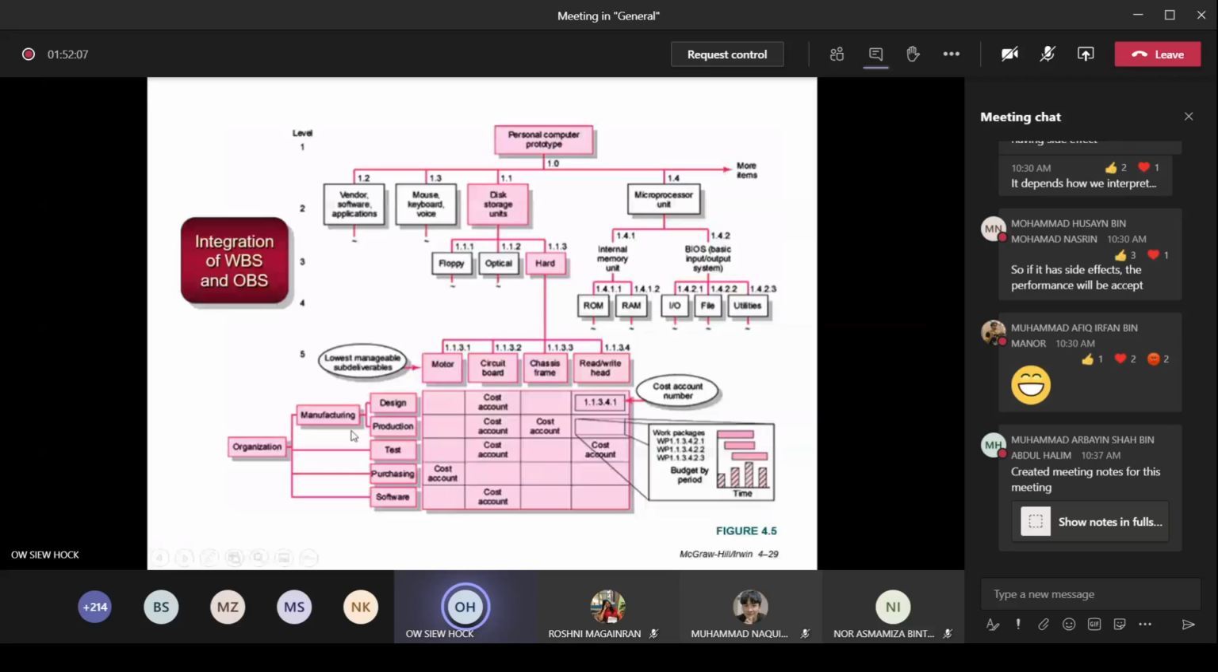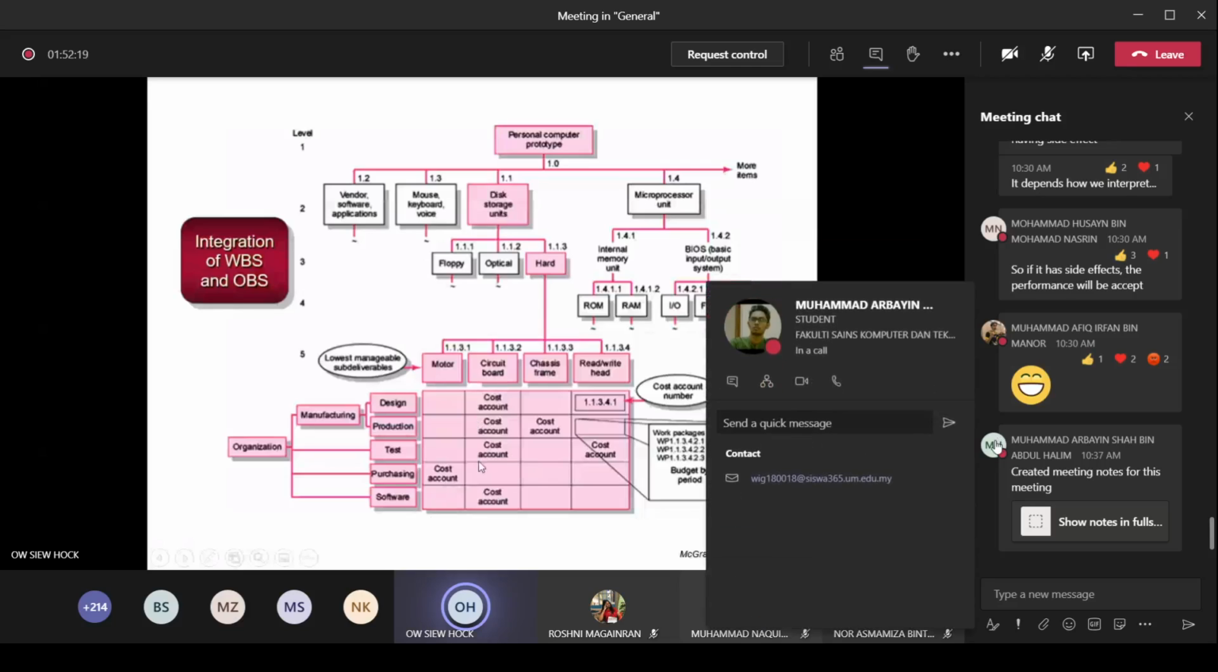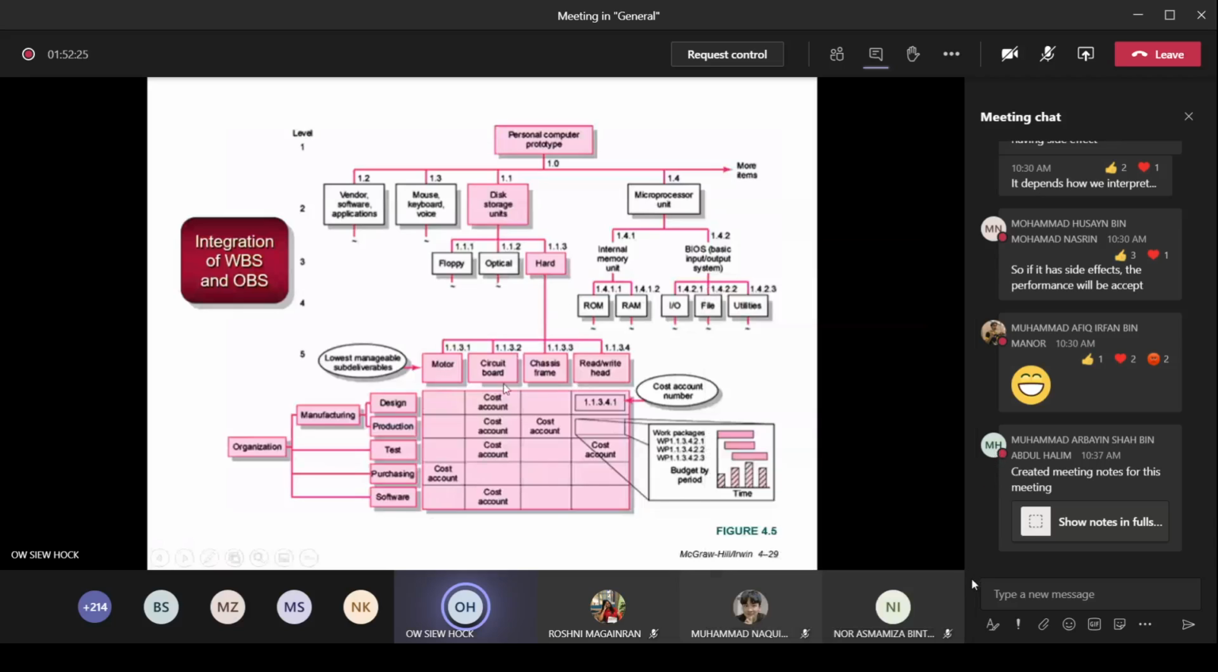Under this manufacturing department, I have different units. I have the design unit, the production unit, the testing unit, and the purchasing unit, because you need other parts to build this computer, and then the software unit. Under this, at the lowest level, you have the motor for the hard disk, circuit board, chassis frame, and read write head. To build this circuit board, I cross over: the design unit will do the circuit board design. The production unit of this manufacturing is also involved in the circuit board, and so on. This is the crossing over of the organization with the WBS.